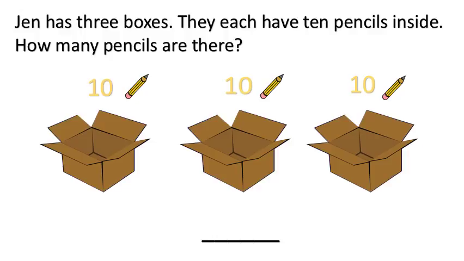Mario, go for it. How many pencils? 30 pencils, that's right. If I were to separate this by tens, how many tens does she have? 3. 3 tens, that's right. So she has 3 tens or 3 ones, right? Okay.